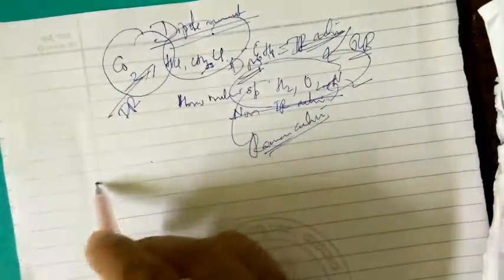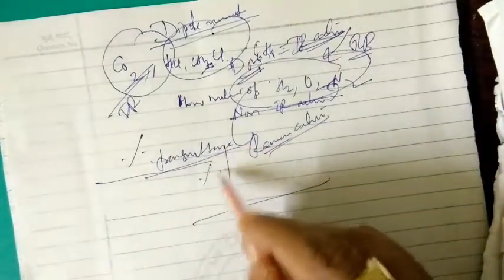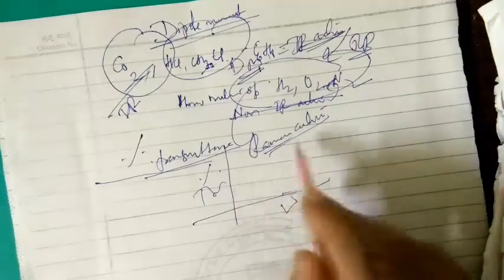And what does this graph say? This is percentage of transmittance versus wave number. This is what we are drawing now, the spectra in this form. And what is percentage of transmittance?